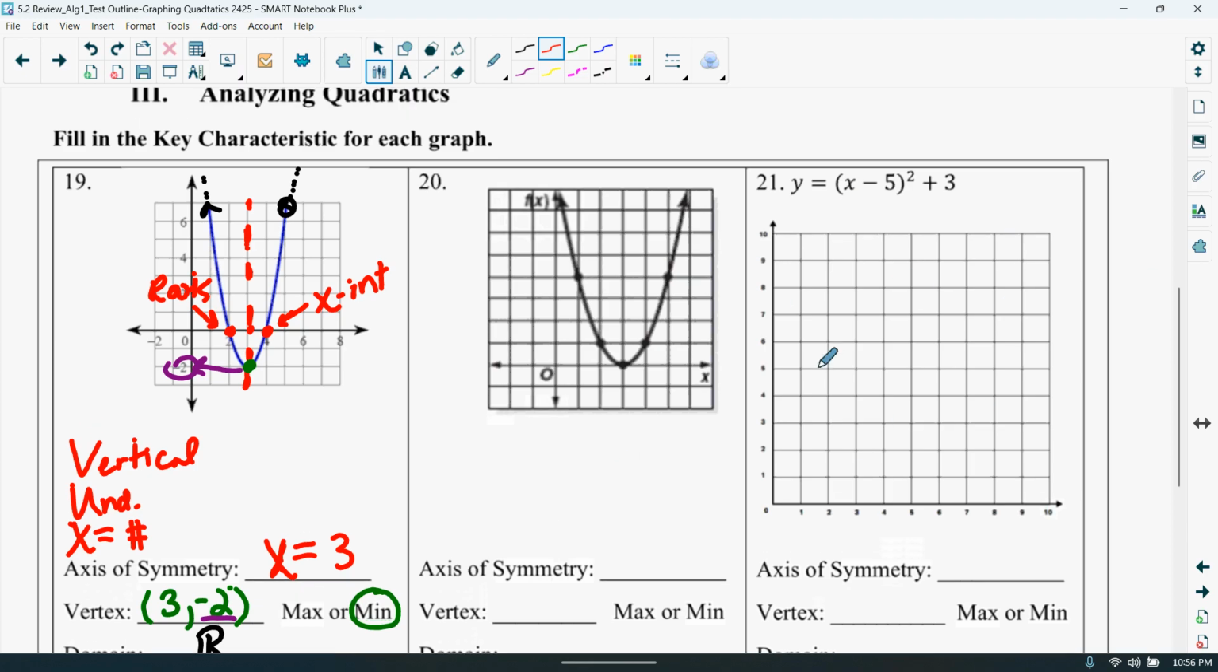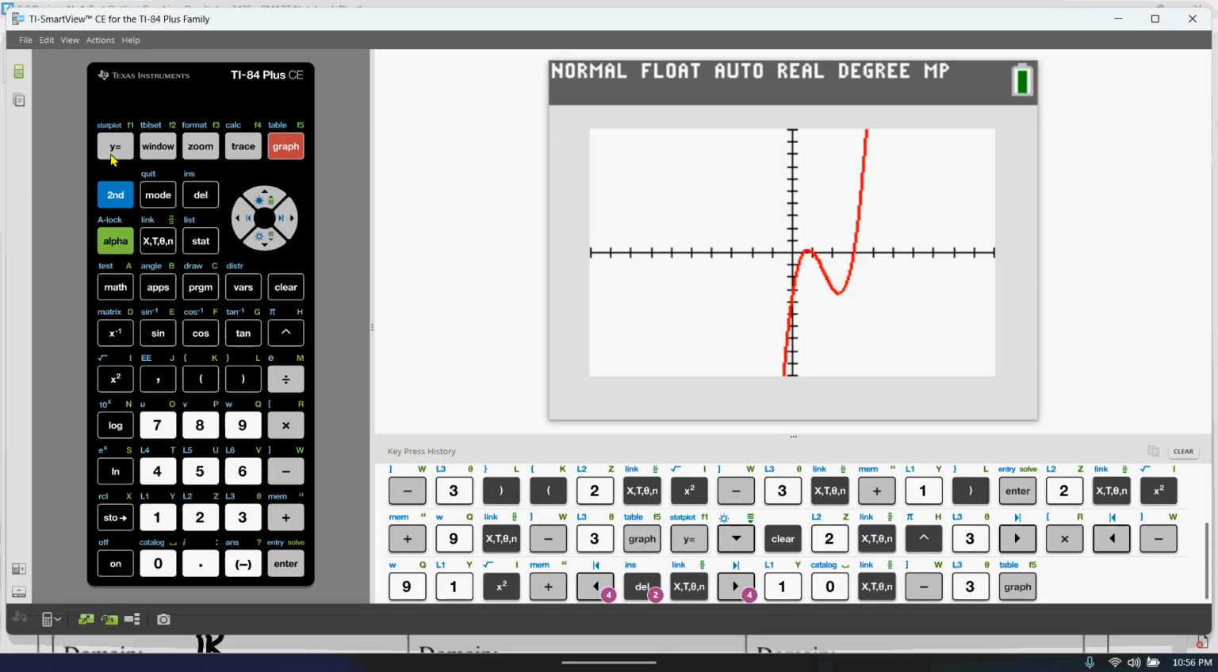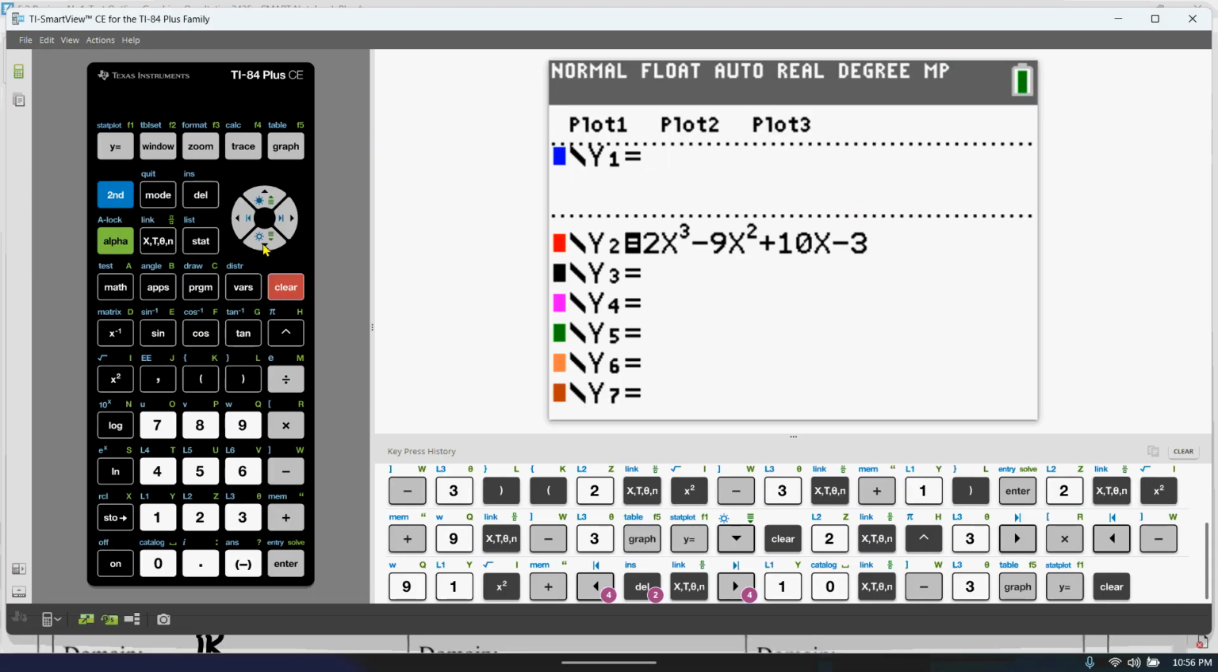So make sure you know how to use your calculator to get to that graph so you can get your answers. It's already in y equals. Okay, so whether it's y equals or f of x, it's the calculator too. And so I'm just going to go back to that calculator. I'm going to clear out what we had before.